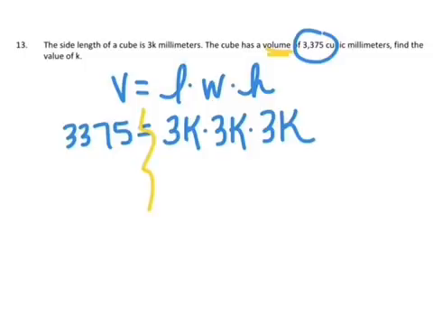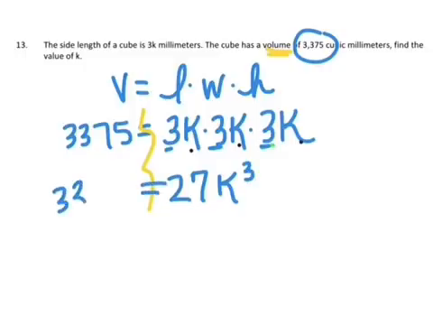Now I notice here that I have coefficients that are all the same. That's 3 to the third power. 3 times 3 times 3. So that would be 27. And then we have k to the third power. So we write that as k to the third. Keeping in mind that the volume is 3,375.